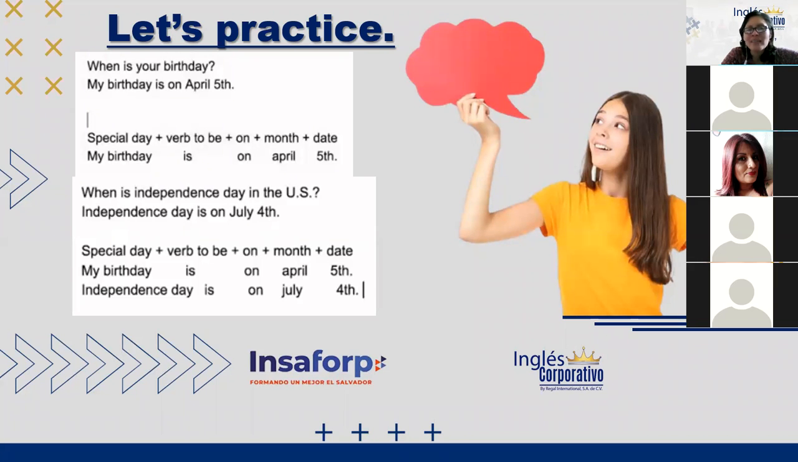So, then there is another question. It says, when is Independence Day in the United States? Independence Day in the United States is on July 4th, right? Now, when is Independence Day in El Salvador? Anyone? September 15. Very good. That's September 15, right?